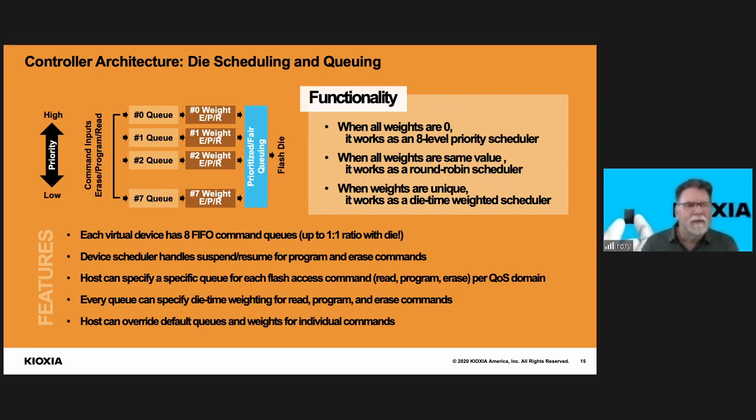Taken together, this enables a very flexible scheduling system. If all the weights are set to 0 across all the input queues, it works as an 8-level priority scheduler, with Q0 being the highest priority and Q7 being the lowest priority input. When all the weights are the same value, it works as a round-robin scheduler. And when all the weights are unique, it works as a die time weighted fair queuing scheduler.